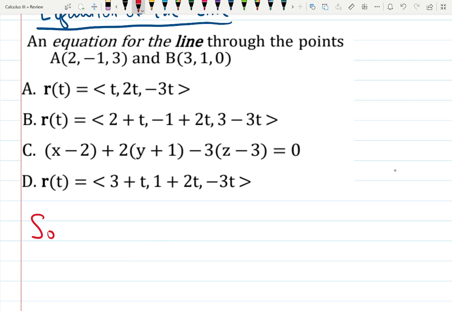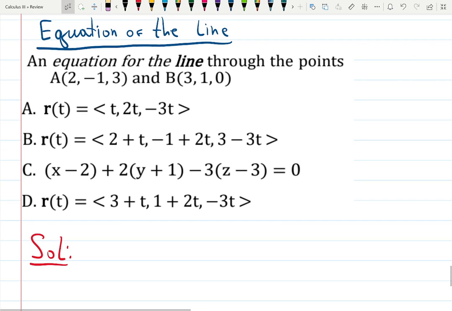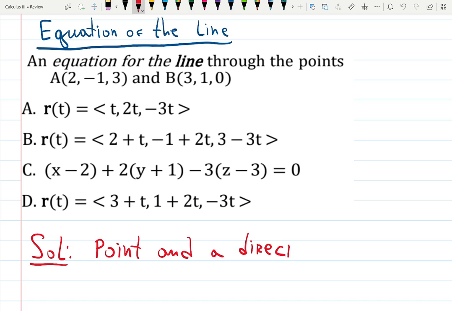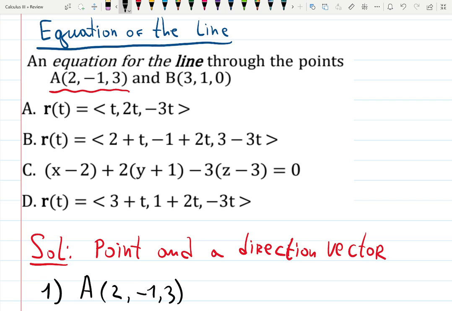So, solution. For the equation of the line, we need two things, a point and a direction, or direction vector, right? Direction vector. So we have 2 points A and B. Choose any, the answer will be the same. It's convenient to choose the first one. So let's just have A, which is (2, -1, 3).